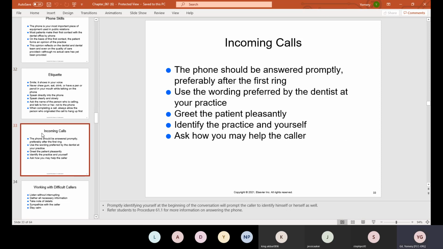Incoming calls. The phone should be answered promptly, preferably after the first ring. Sometimes that's not possible, especially in a busy office that has multiple lines and only one or two front desk people. But if you're in the front, try to answer as quickly as possible. Use the wording preferred by the dentist at your practice. Sometimes they will give you a phrase that you need to say every time you pick up the phone. That depends on where you go though. Greet the patient pleasantly, identify the practice and yourself, and ask how you may help the caller.